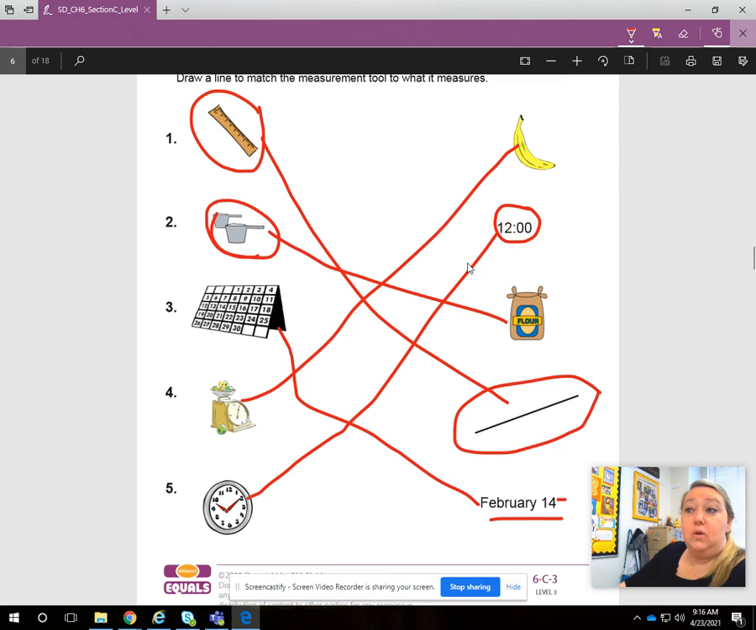Okay, friends, so now it is your turn to give this a try. Let's see if you guys can remember which kind of tools you use for which kinds of attributes. And I'm excited to see your work.